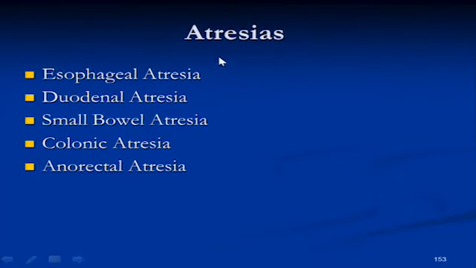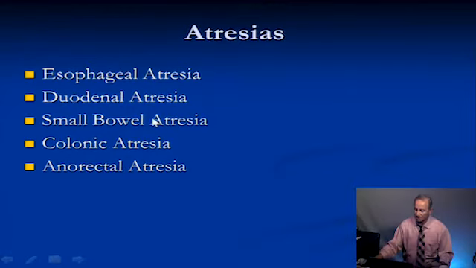We defined what atresia means, which means non-canalization. These organs develop as a solid organ, and then they canalize after that, become hollow organs. Esophageal atresia. We need to differentiate between esophageal and duodenal atresia. That's important. Bowel atresia is easy. And colonic atresia is rare.